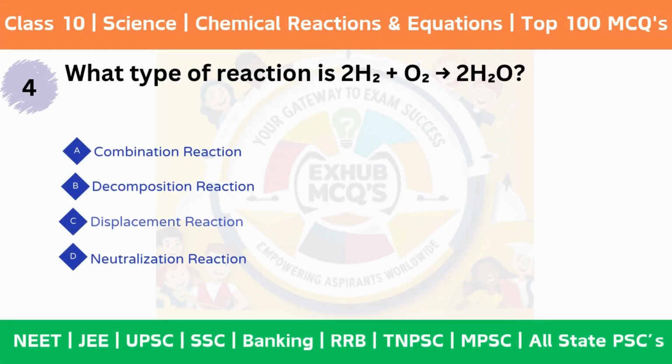MCQ 4. What type of reaction is two molecules of hydrogen reacting with one molecule of oxygen to form two molecules of water? Option A, combination reaction. Option B, decomposition reaction. Option C, displacement reaction. Option D, neutralization reaction.